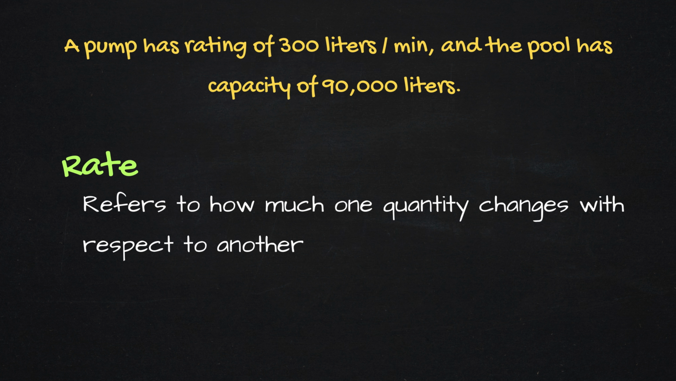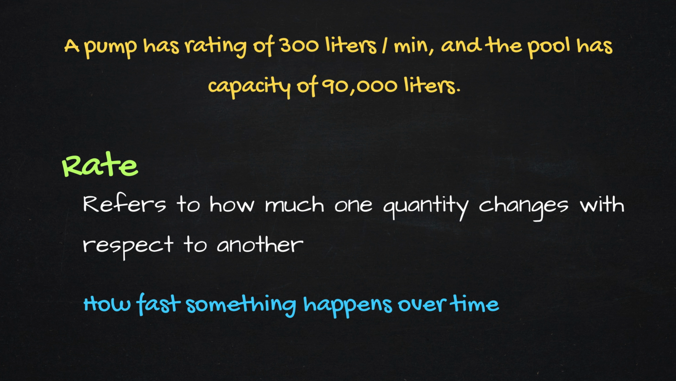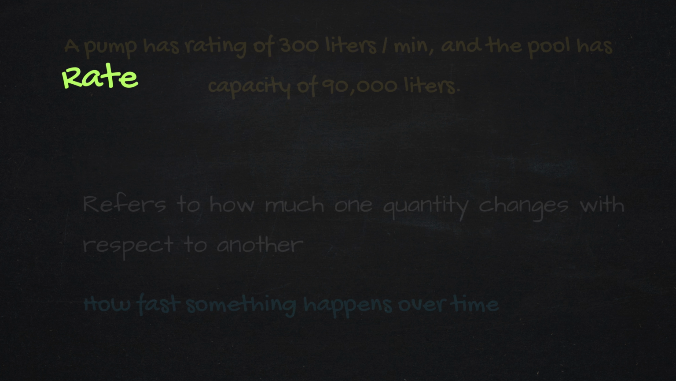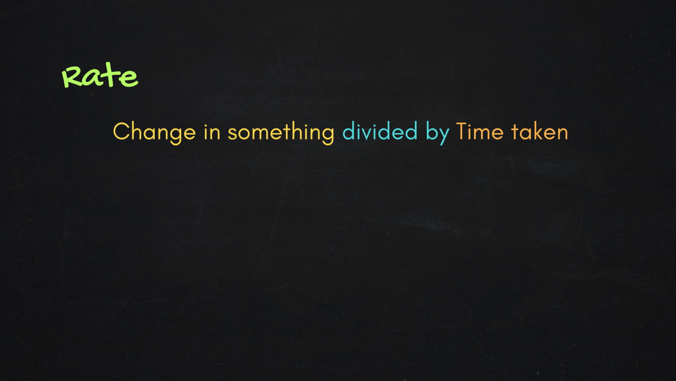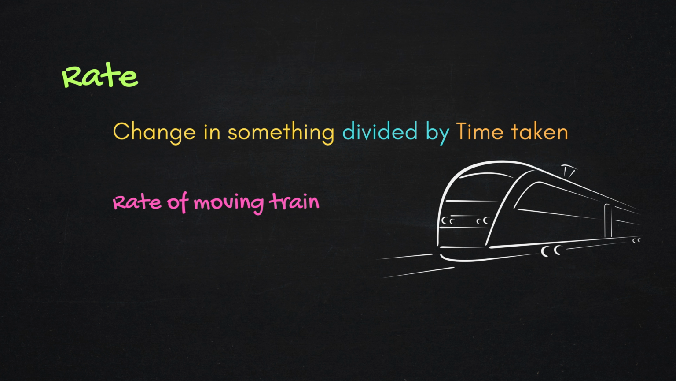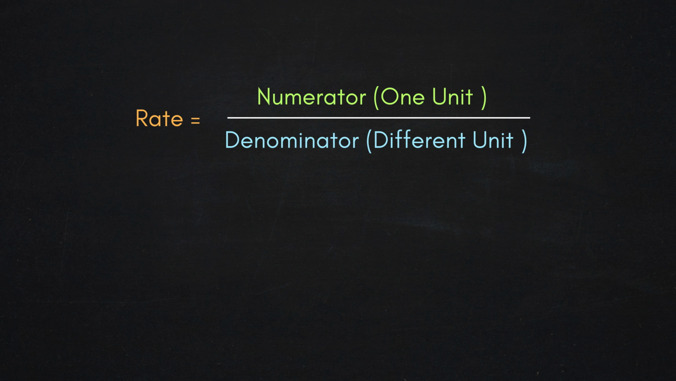Rate refers to how much one quantity changes with respect to another. Generally, it means how fast something happens over time. Rate equals change in something divided by time taken. So if someone asks, what is the rate of a moving train, that means what is the speed of that train, which could be, for example, 150 kilometers per hour. The rate is basically written in a fraction where the numerator and denominator have different units of measure.